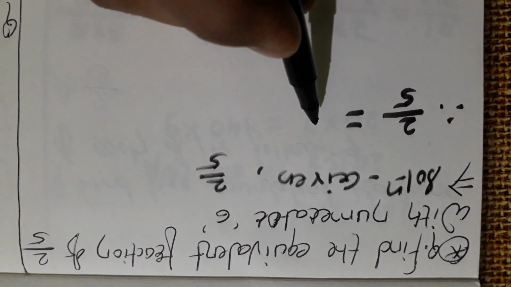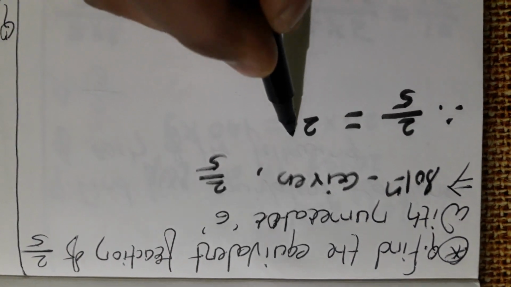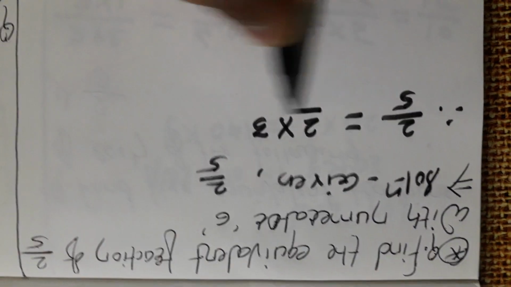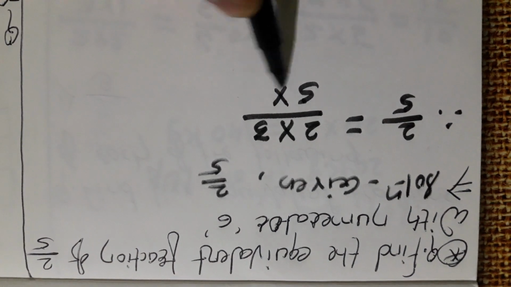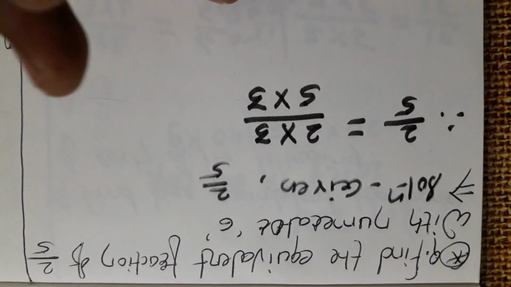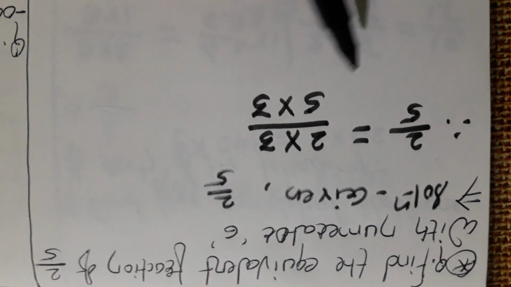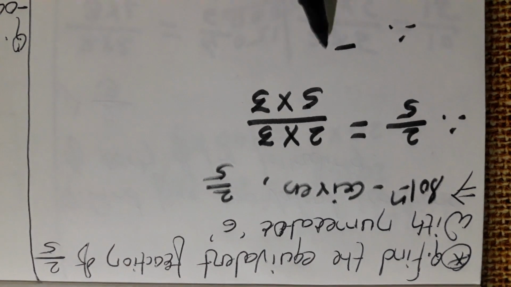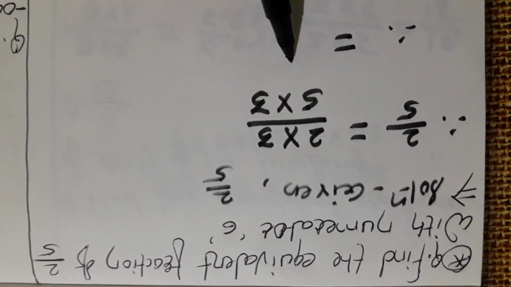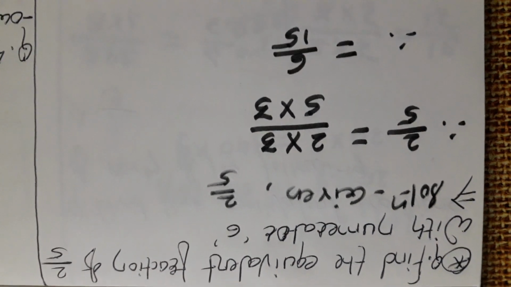Then I am going to decide that I will multiply the numerator and denominator by 3. This is very important. You should not multiply only the numerator, you have to multiply the denominator also. Okay, then what will be the next step here? That is 2 into 3, 6, divided by 5 into 3, 15.